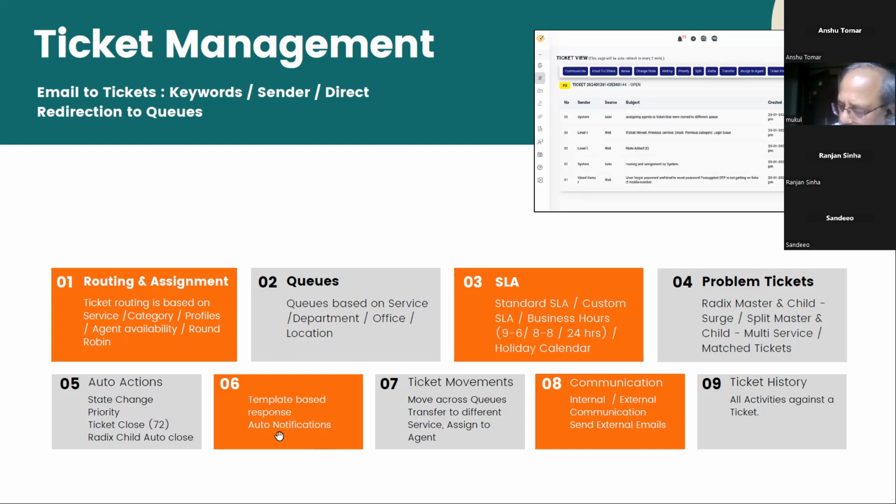And it's a template-based response and auto notification. We have templates that can be defined by the admin, so we see that in the admin module. Ticket movement: tickets move across queues, are transferred to different services, and assigned to agents. It's automatic movement. And the communication, internal and external, I've already explained to you. With the complainer and agents, how tickets are moved can be tracked here.